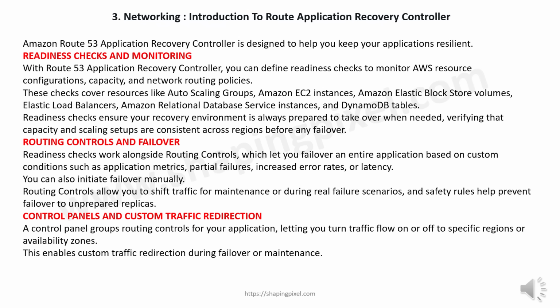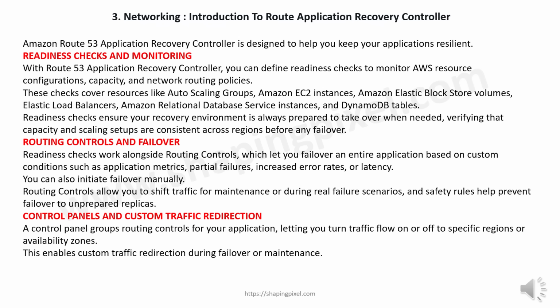Amazon Route 53 Application Recovery Controller is designed to help you keep your applications resilient. It continuously monitors your application's ability to recover from failures and manages recovery across multiple availability zones, regions, and even your own data centers. With Route 53 Application Recovery Controller, you can define readiness checks to monitor AWS resource configurations, capacity, and network routing policies.